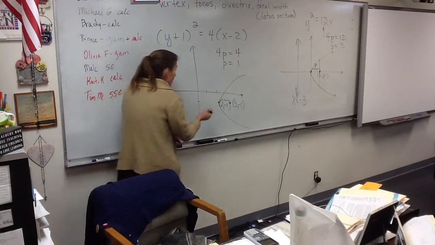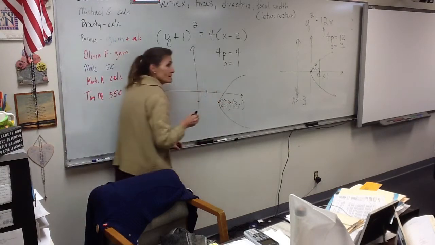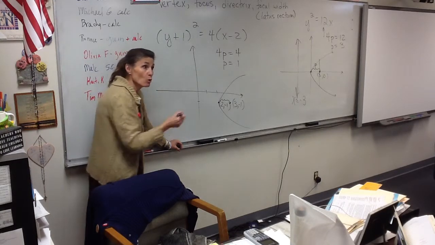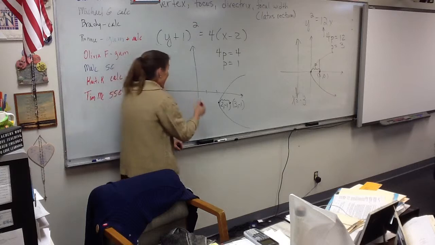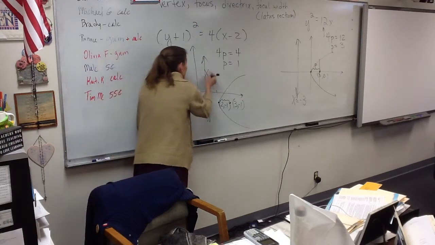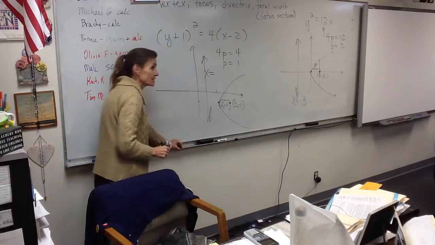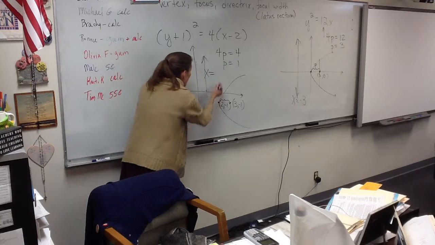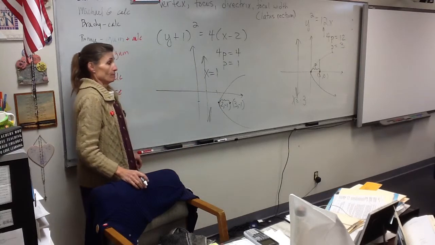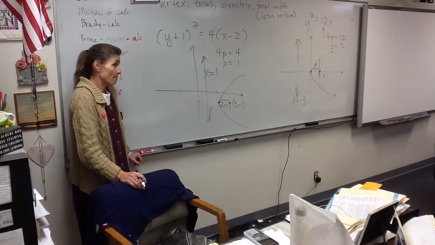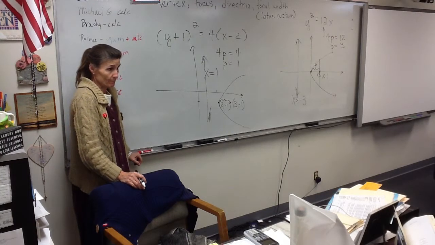Now, if you went forward 1 step for your focus, you're going to go backward 1 step for your directrix. X equals, it intersects the x-axis. If you go back 1, what is your x-coordinate? X equals 1. It's a line. Don't say 1, -1. That would be a point. You get partial credit for that, but the directrix is a line.